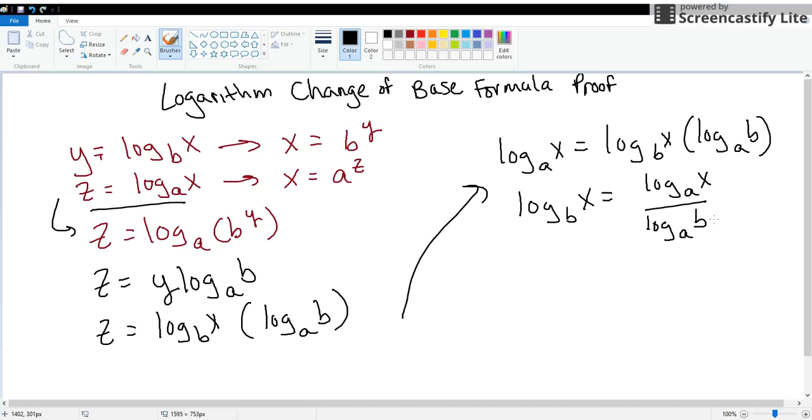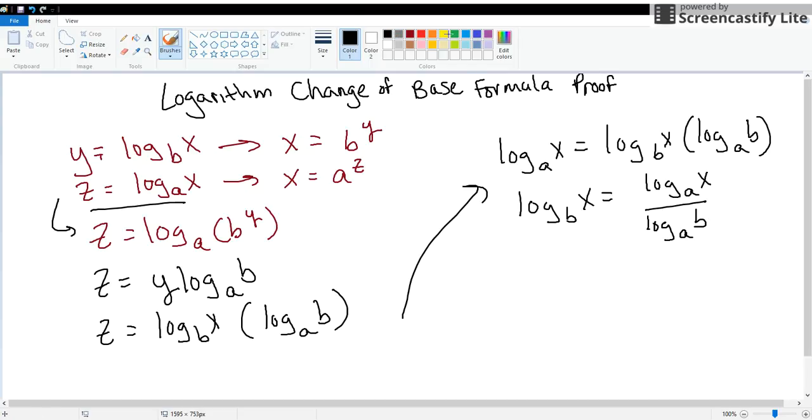So what this is essentially telling you is that if you have a log of some value to some other base, you could use a log with any arbitrary base as long as you keep the base the same: the log of the number of which you're taking the log, divided by the log of the original base. So if that seems a little confusing, then let me help you out a little bit.